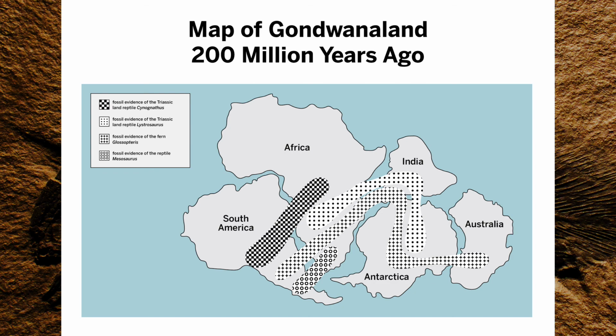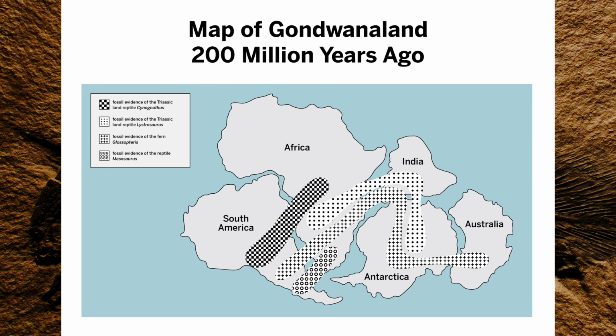Alright, so here's a map of Gondwana, sorry, I get my accent mixed up sometimes, from 200 million years ago. This is how scientists think these land masses were arranged when they were all connected as Gondwanaland. This is based on a lot of evidence, including the evidence that we just considered.